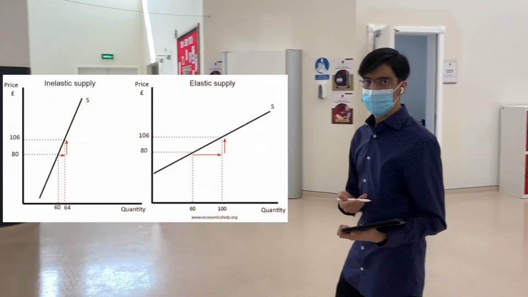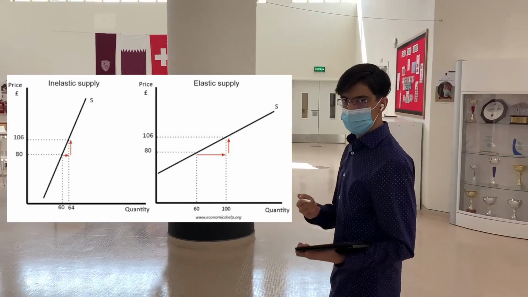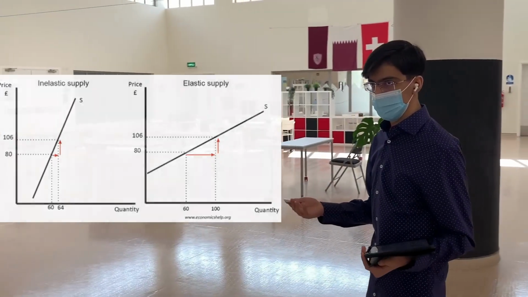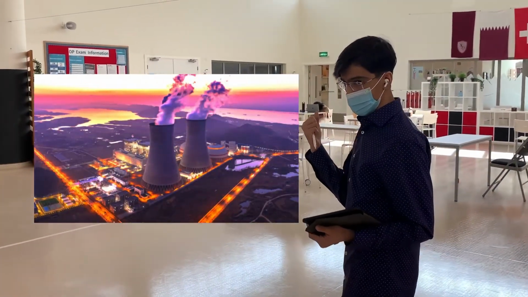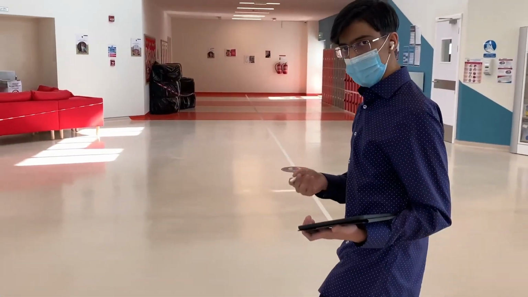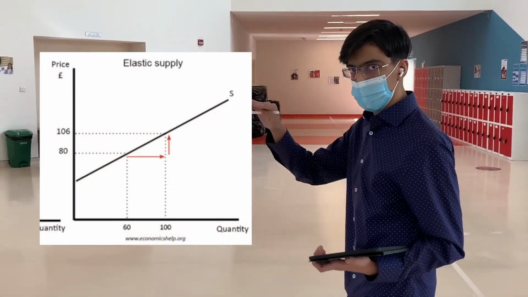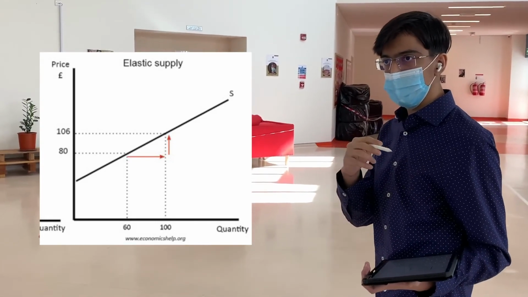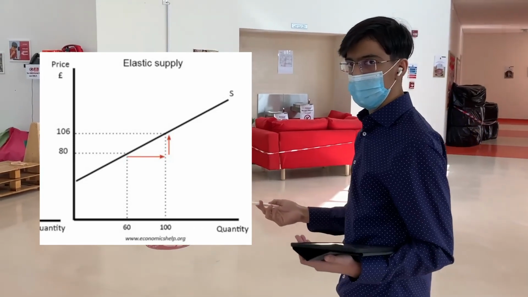As you can see from an inelastic supply graph, even though the price increases, the supply doesn't actually increase that much. This is usually due to other factors, such as in nuclear reactors, due to the amount of physical capital and labor involved in making them. Elastic supply graphs are a lot different. They're a lot flatter, because as the price increases, the supply reacts a lot more. It increases by a substantial amount more than the price does.